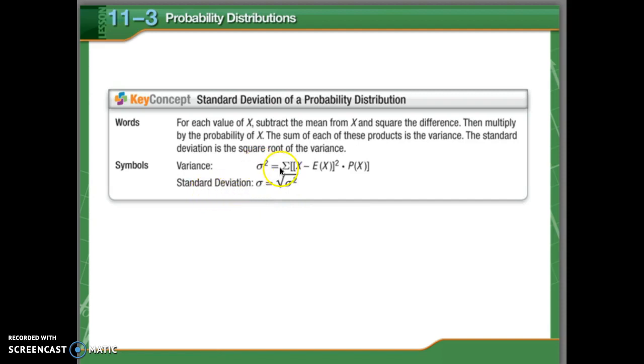So the variance formula is the sum of each of the x values minus the expected x value. You square it, you multiply it by the probability, and then you sum up each of them. Once you have that answer, you take the square root. That's how you get standard deviation.